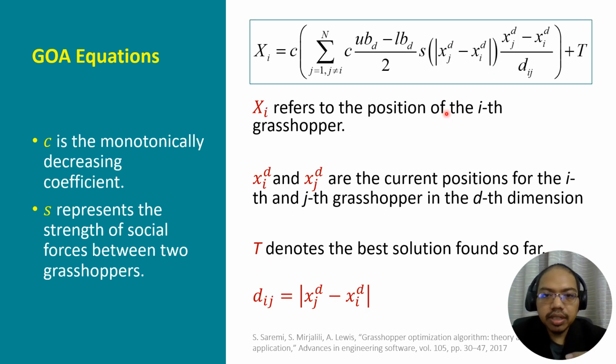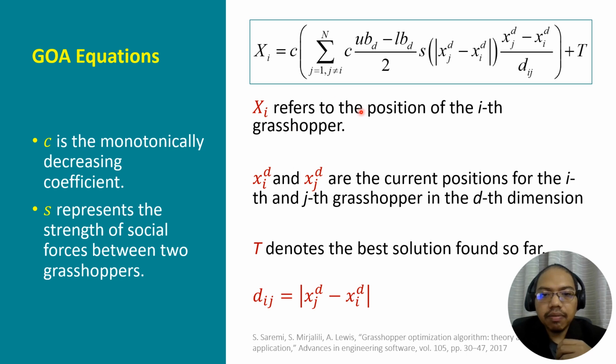Now the social interaction can be represented by an equation. So this is the equation where we can iterate a few times to get the position of our current grasshopper, our ith grasshopper. So here we can see that xi actually represents the position of the ith grasshopper, right?